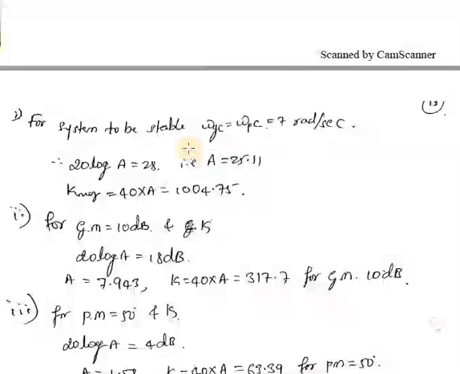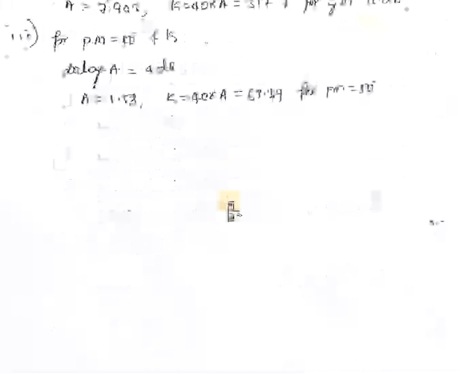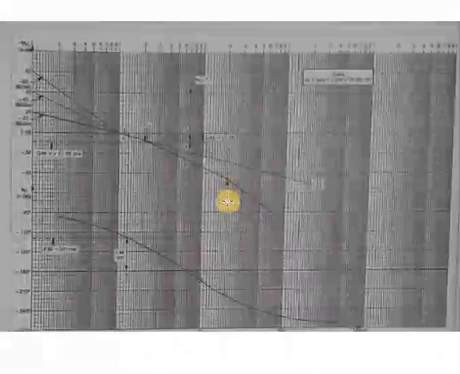From the plot we got omega gc equal to omega pc at 7 radian per second, and 20 log A will be 28 dB upward. So from that we will get A as 25.11, and the marginal value of K will be 1004.75.